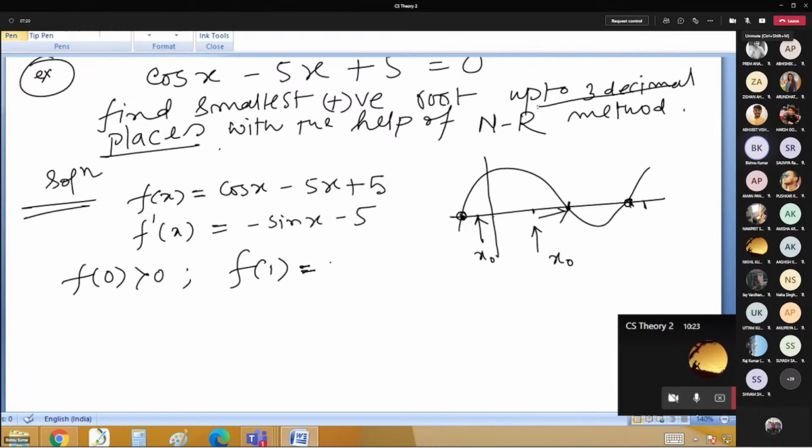Calculate it. It is coming positive, so 0.541. It is still positive. Means at 0 the graph is lying above the x-axis, and at 1 also above the x-axis. Again, you just try to calculate f of 2.